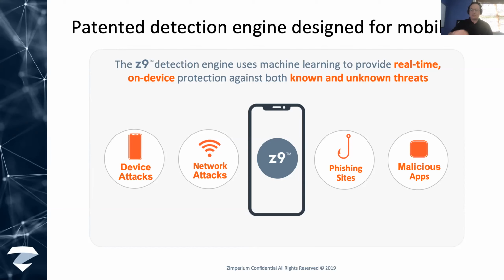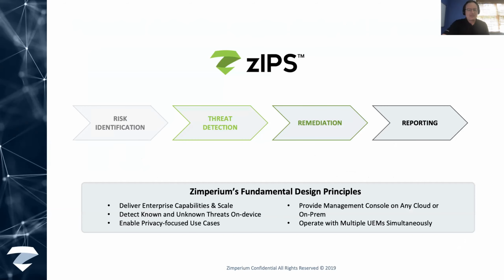So that's where Zimperium's Z9 detection engine comes into play. It sits on device, it's been trained in the lab using machine learning, and it's able to detect on device for both known and unknown threats against all those device, network, application, and phishing layer threats. I could probably go on for days on this, but I'll move on to the next slide if that's okay, JT.